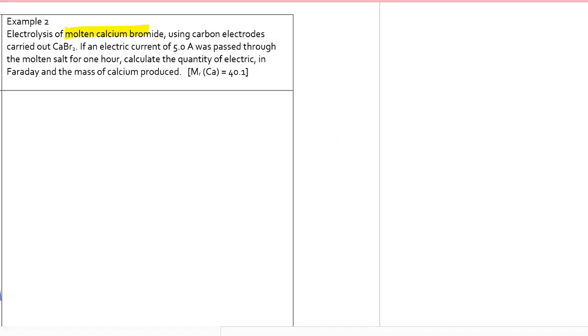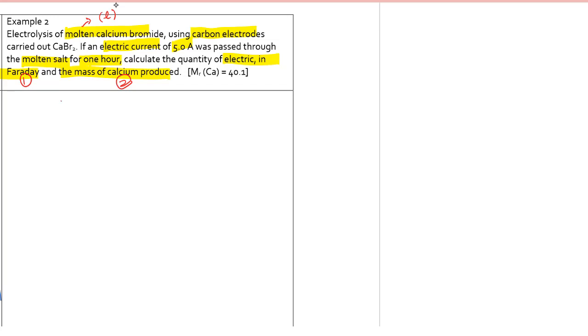Electrolysis of molten calcium bromide using carbon electrodes. If an electric current of 5 ampere was passed through the molten salt for an hour, calculate the quantity of electricity in Faraday. So that is the first question. The second question is the mass. So there are two questions here. First you need to calculate the quantity in Faraday, and then calculate the mass of calcium produced. Molten means no water and the phase is liquid.